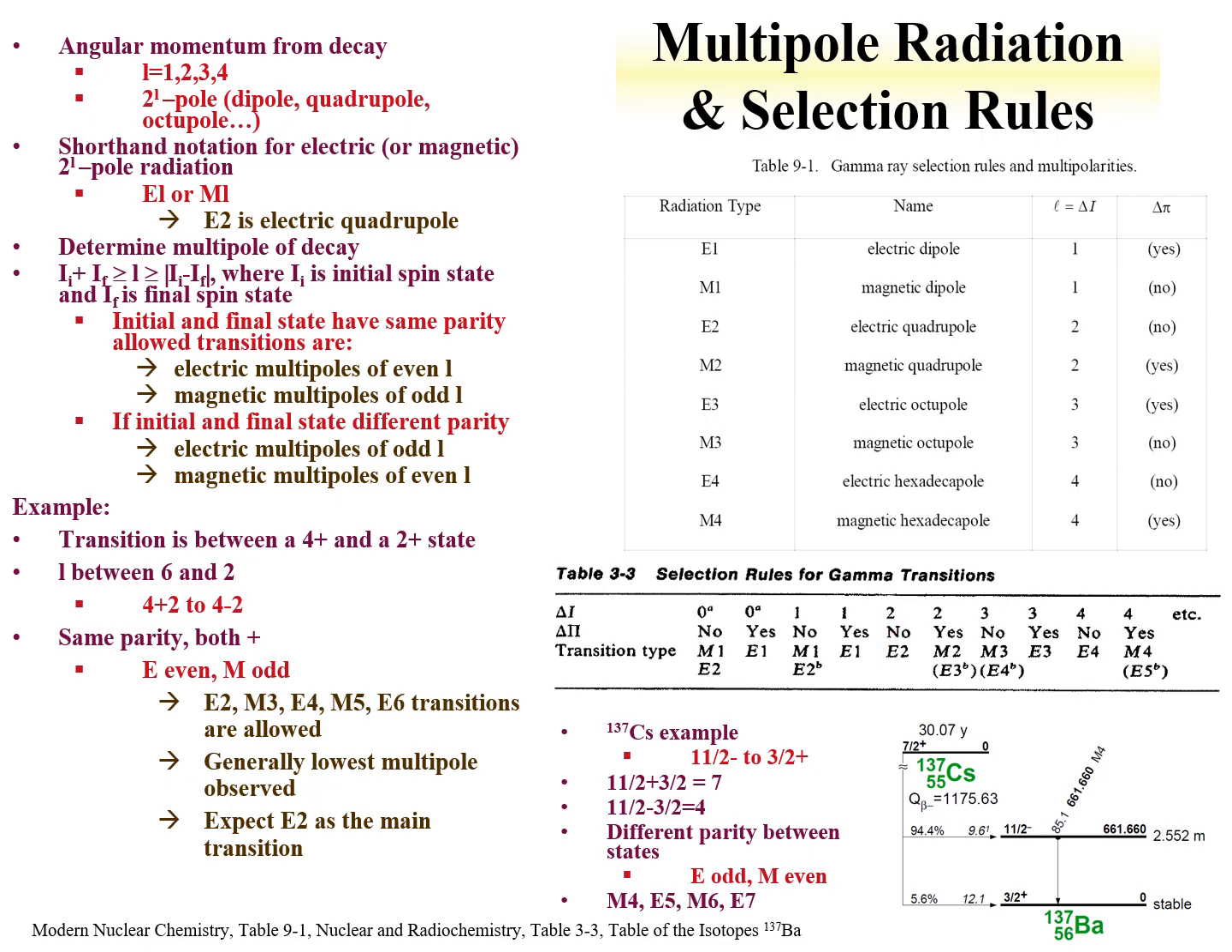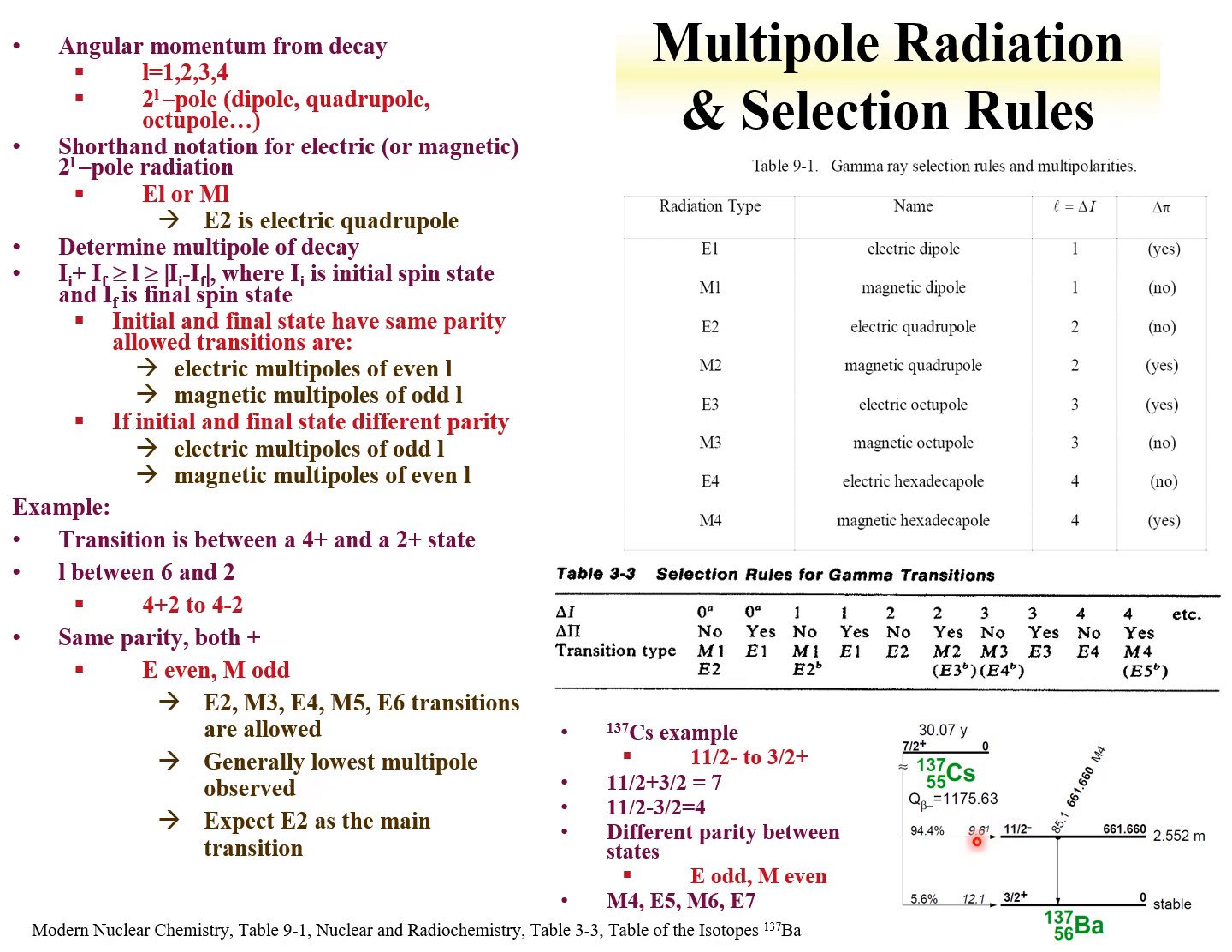Now we can look at another example, cesium-137. We can pull this out of the table of the isotopes. The cesium-137 gamma decay goes from the 11/2 minus state to the 3/2 plus.